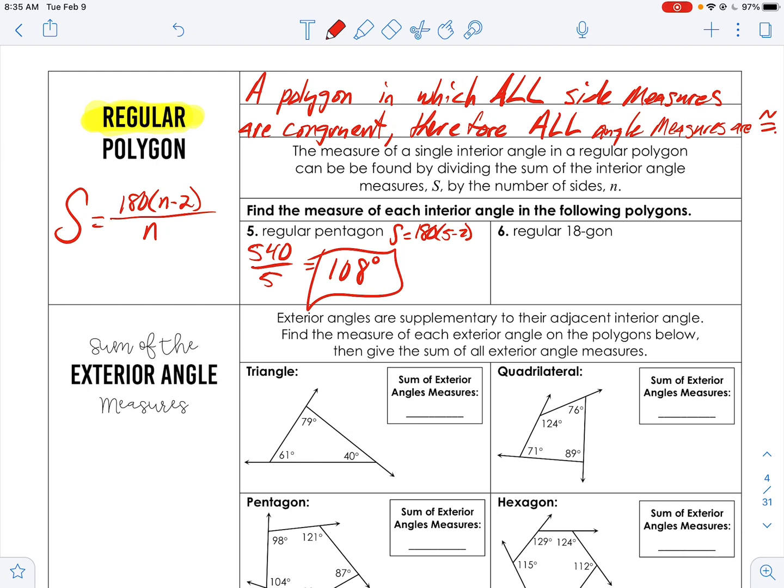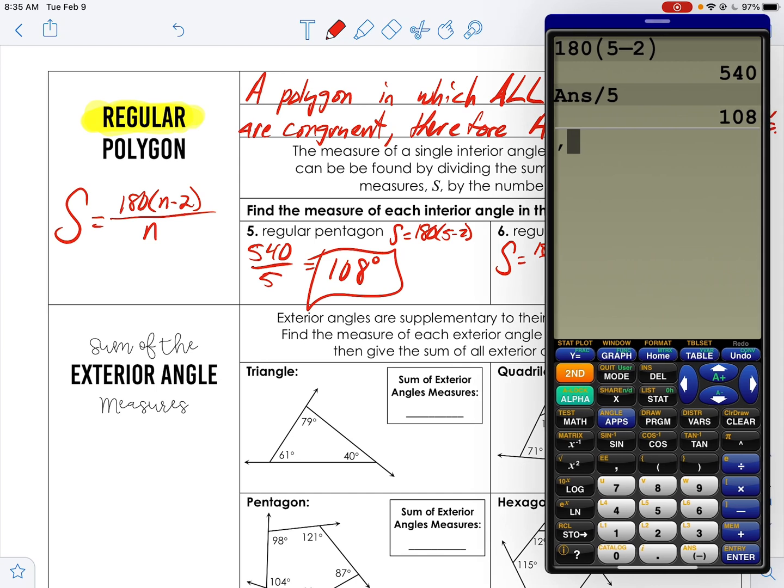So, try number 6. Give it a pause. Let's see what you get. Okay. So, 180 times 18 minus 2 over 18. We'll do the whole thing this time.